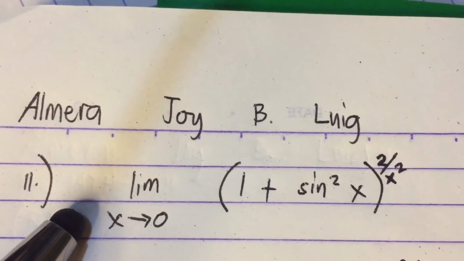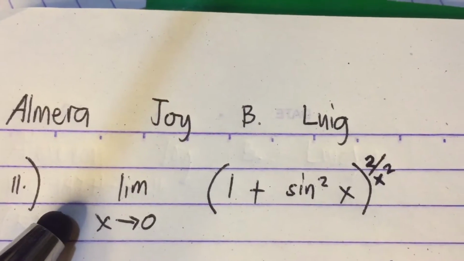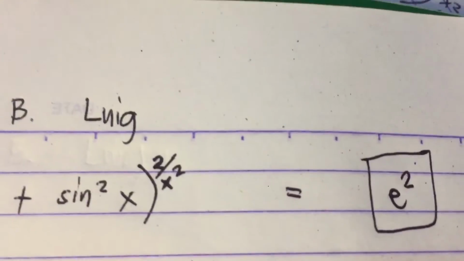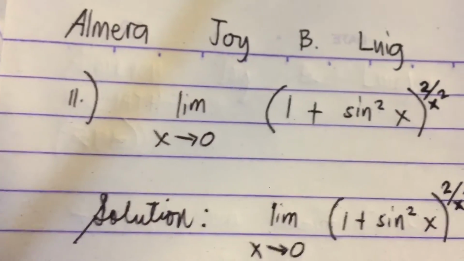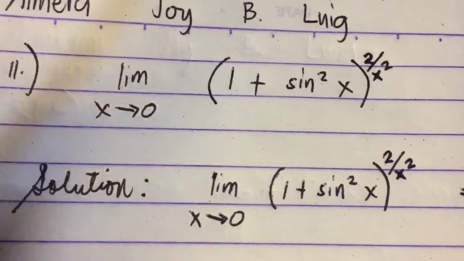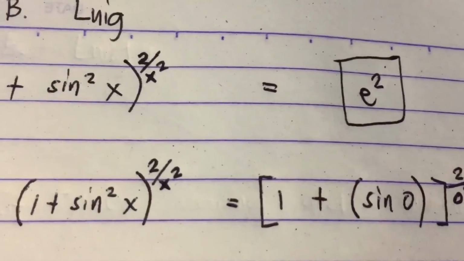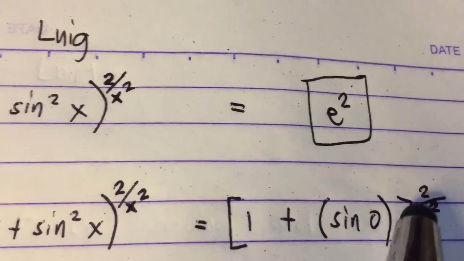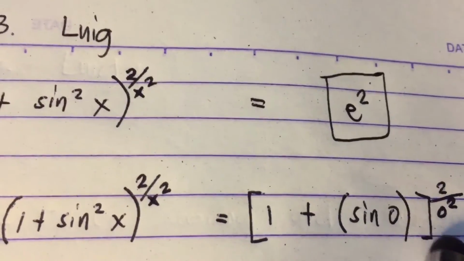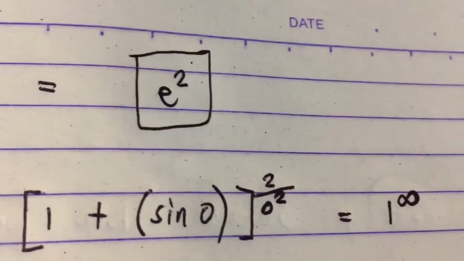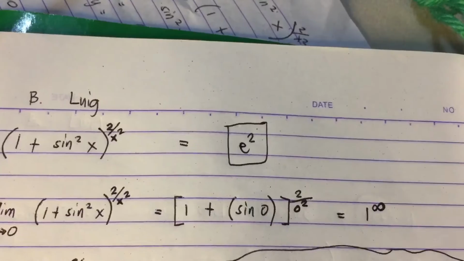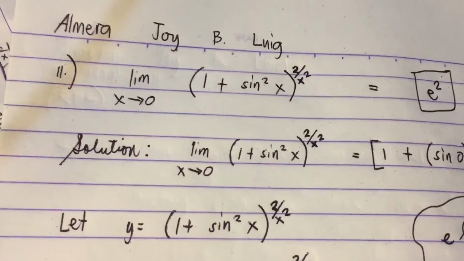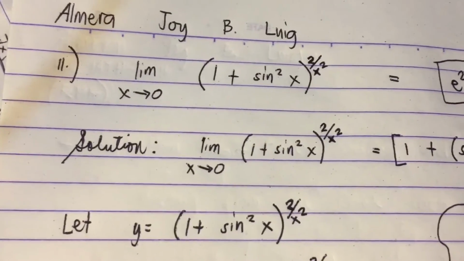We have here the limit of (1 plus sine squared x) to the power of 2 over x squared as x approaches 0. This is equal to e squared. Solution. Let's try direct substitution of this given function. We have (1 plus sine 0) to the power of 2 over 0 squared, and we have 1 to the infinity, which is not the answer. So we will have another method or way of solving this given function.